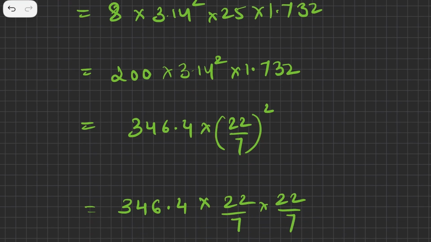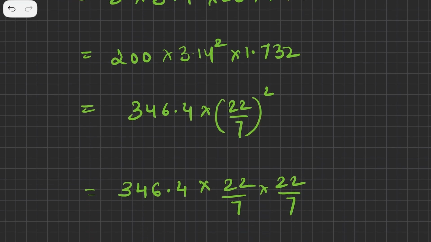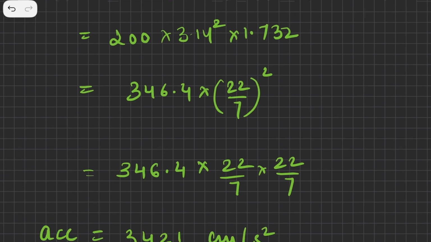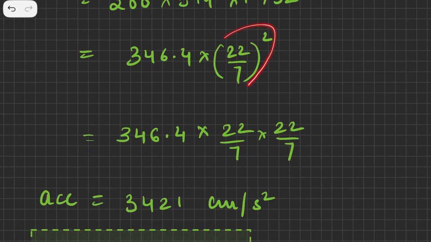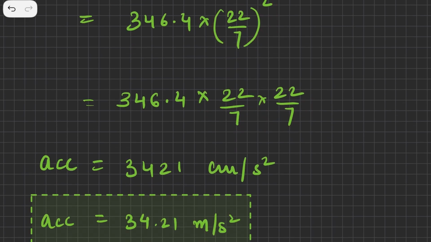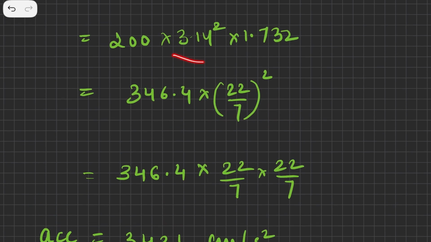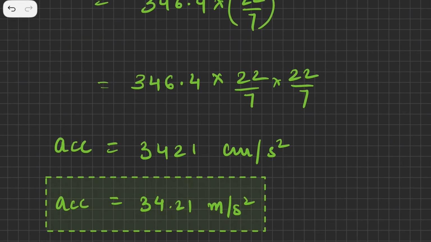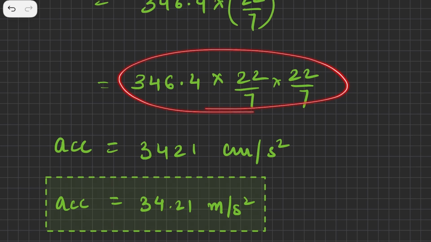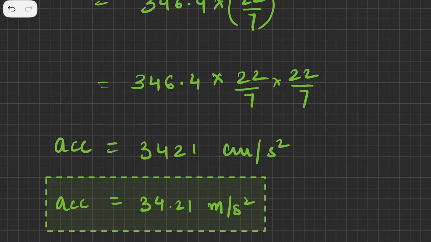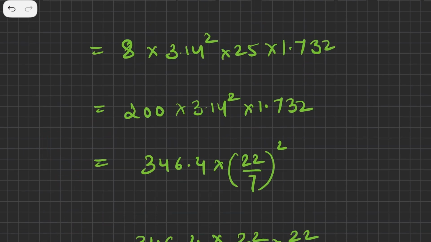Again, solving can be done by many methods. If you are comfortable with 3.14, just go ahead with that. 22 by 7 can be written as 22 by 7 into 22 by 7, 2 times, and then you just have to cancel these things and then multiply this. Multiplying by 22 I felt easier compared to multiplying by 3.14. That's the reason why I have manipulated this. And then when you solve this entire thing, you get 3421 centimeters per second square because it's an acceleration.